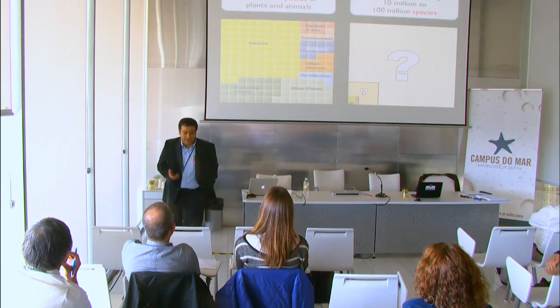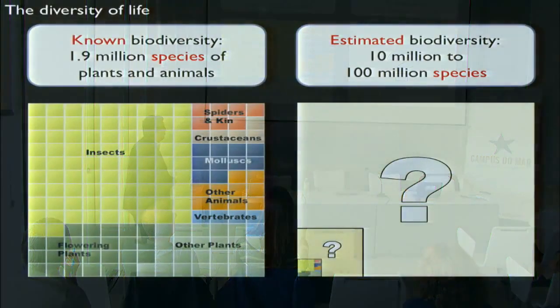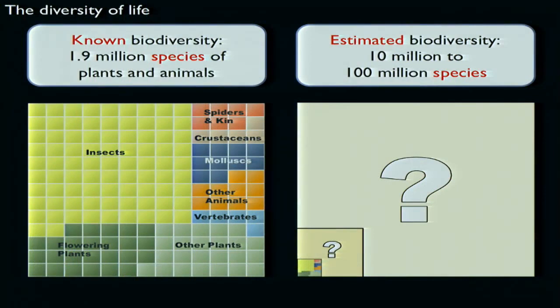So unfortunately, we haven't done a good job so far of documenting biodiversity. This is what we know about biodiversity: about 1.9 million species of plants and animals. I don't even have microbial ones and some others like protists here, because we really don't know much about them.